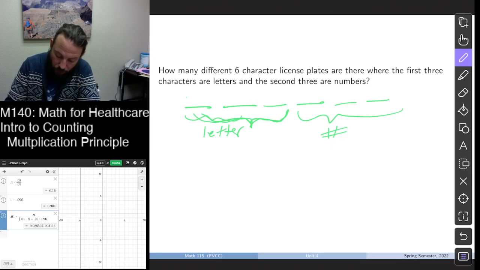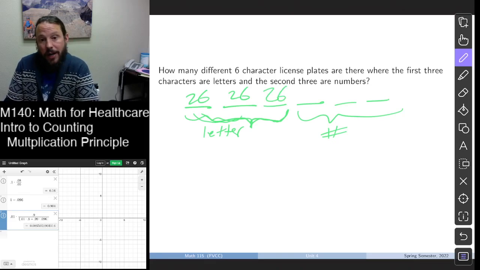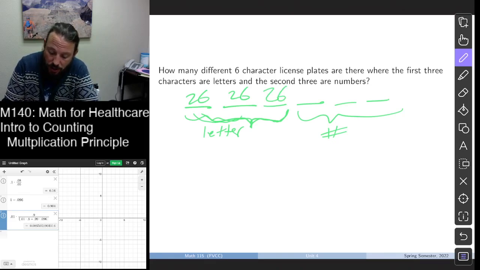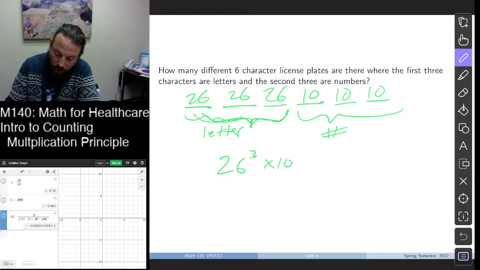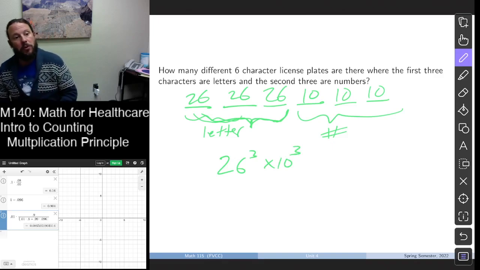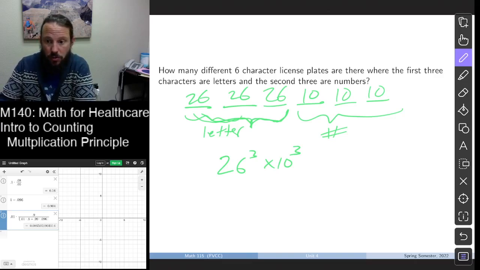We got 26 ways to choose the first letter, or do task 1, 26 ways to choose the second letter, because there's 26 letters in the alphabet, 26 letters to choose the third. Now, how about digits? Digits are 0 to 9, so there's 10 ways to choose the first digit, 10 ways to choose the second, 10 ways to choose the third, and you get 26 cubed times 10 to the third. And I'm okay with solutions like that, but please feel free to use Desmos to calculate things.